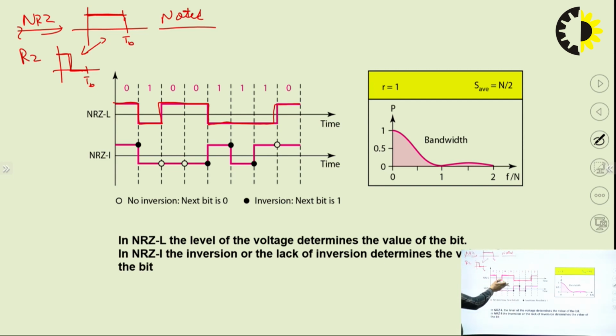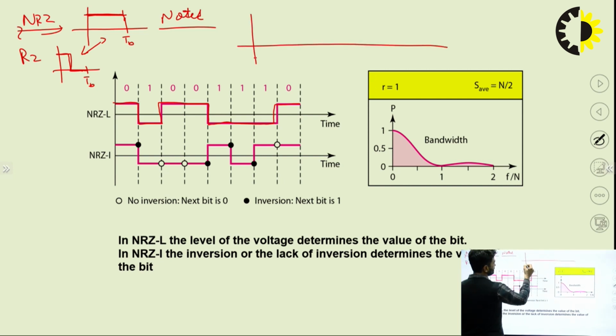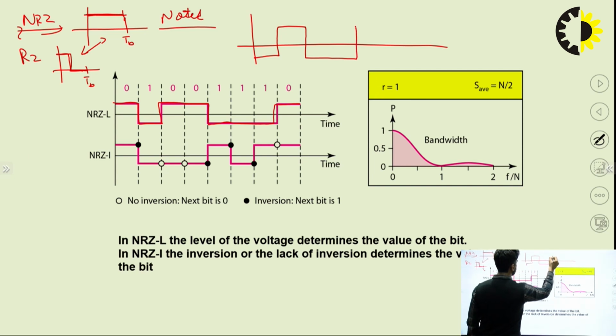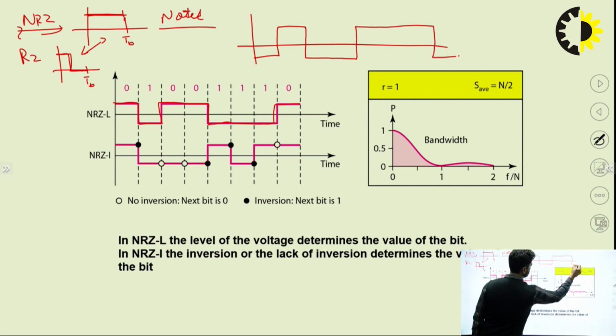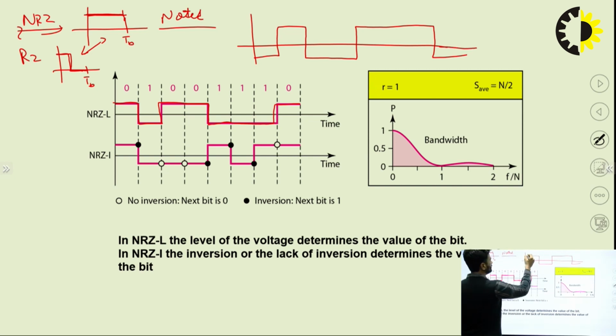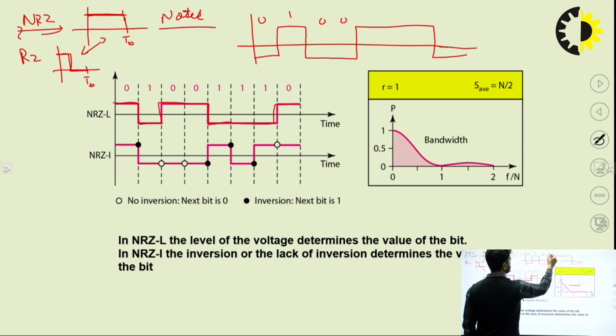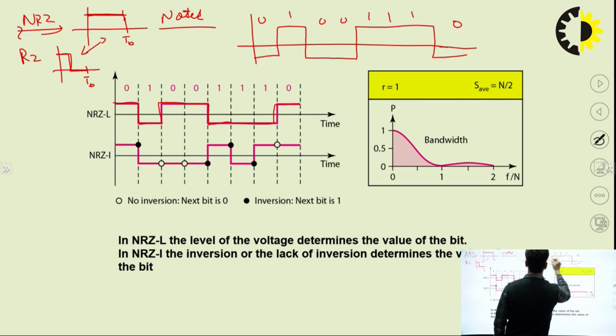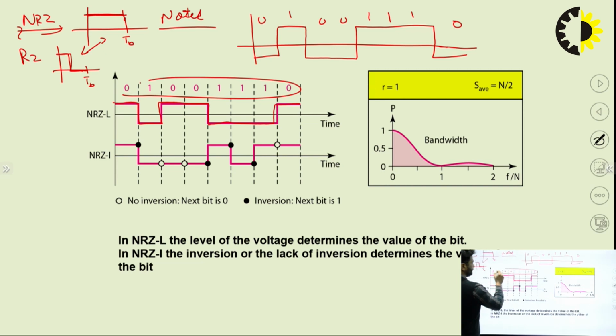We can also interchange this polarity. 0 will be represented as minus V, 1 is represented as plus V, and 0 is represented as minus V, and 1 is represented as plus V, and again this. So here the data is 0, 1, 0, 0, 1, 1, 1, 0. Same data is here, you can match. This is known as your NRZ-L, non-return to zero level.